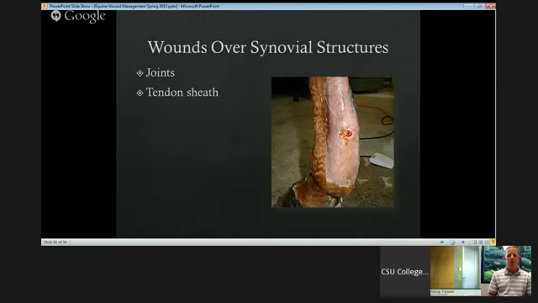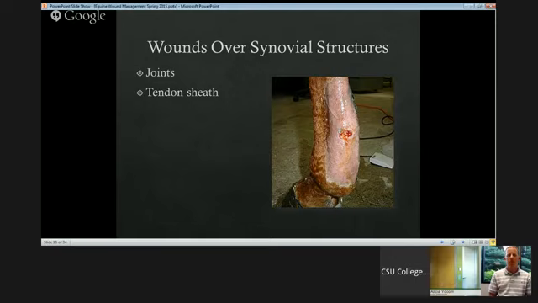So to begin with, wounds over the synovial structures. This is a wound that has happened to the back of a front leg and has punctured into the tendon sheath. And so the tendon sheath has developed a severe swelling around it, and the wound itself looks pretty small, but the swelling is significant, and likely the tendon sheath is infected.